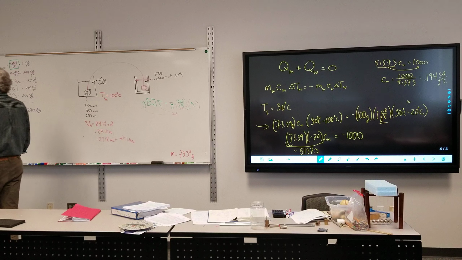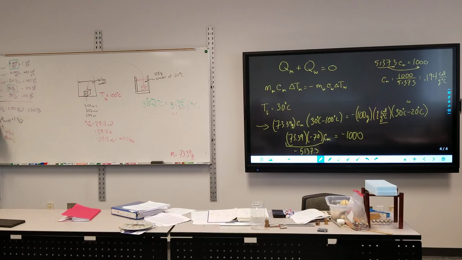If it were aluminum, I would expect 0.215. But I got a little bit less because I rounded down for the temperature. I rounded down to 30 degrees Celsius, which meant that the block lost more energy, so the specific heat was smaller. It matches.